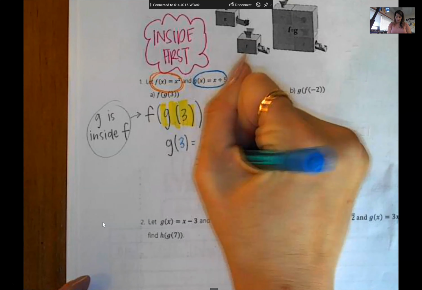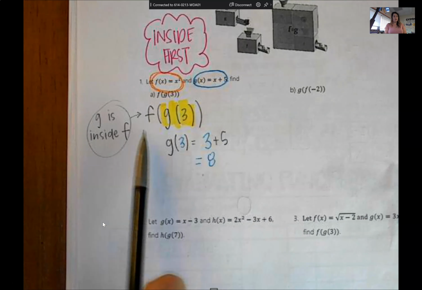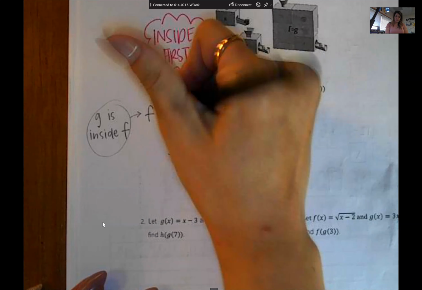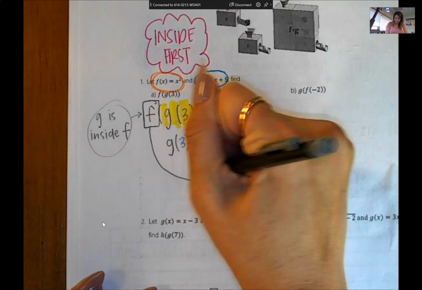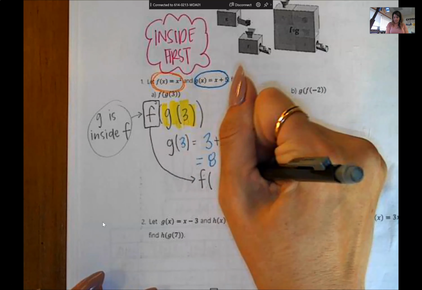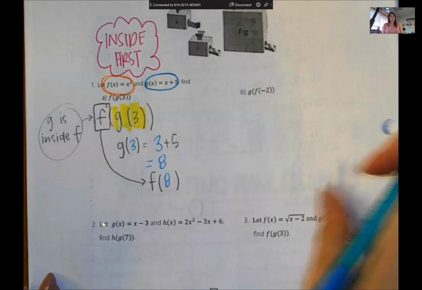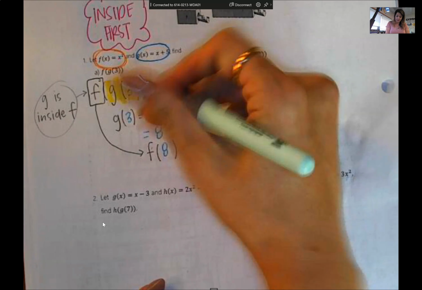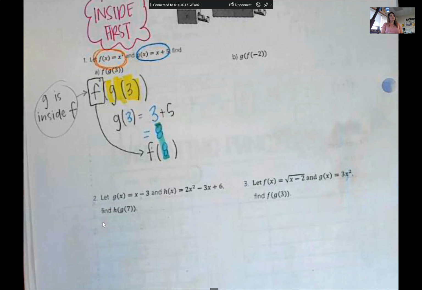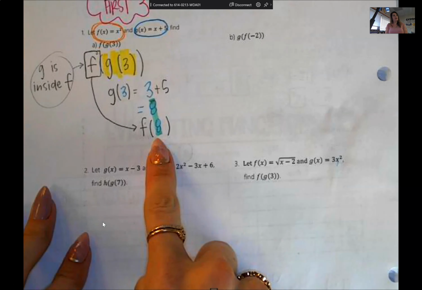8. Now, this is what seems to be confusing people the most. We're now going to plug this into f. So we're going to take f right here, and we're going to bring them down. And now we're going to find f of 8. We're plugging this directly into the outside function. That's the same 8. The 8 that I get out of g is the 8 that I plug into f.